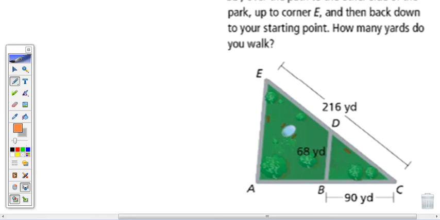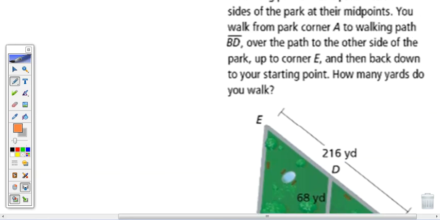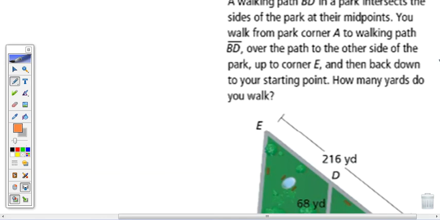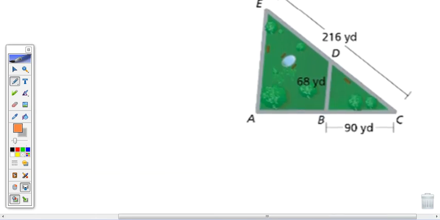Well, we're going to start where? You walk a path from A to BD to the other side of the corner, E, and then back to your starting point. How many yards do you walk? Well, here's the path we're taking. We're going from A to here, and then back again. What's the distance from A to B, kids? 90. By mid-segment, 90. Okay.